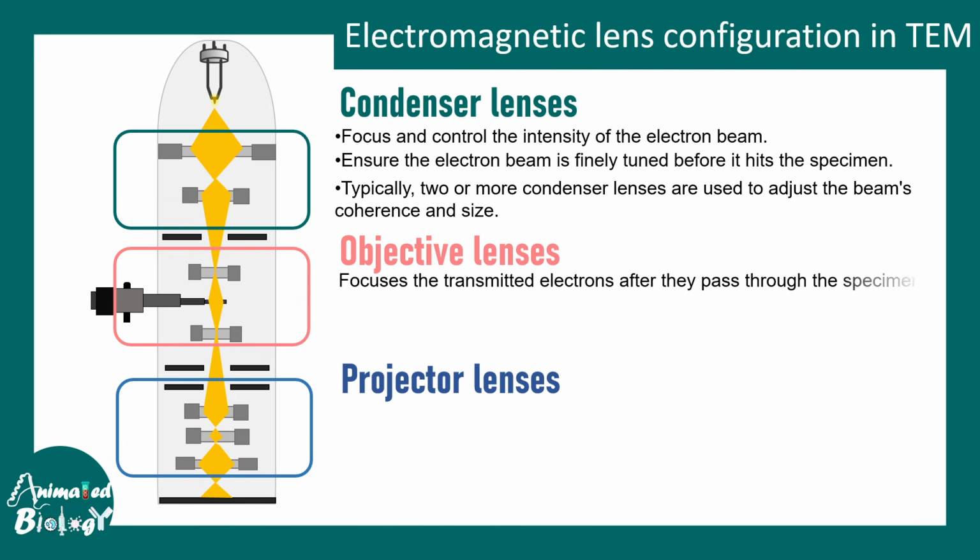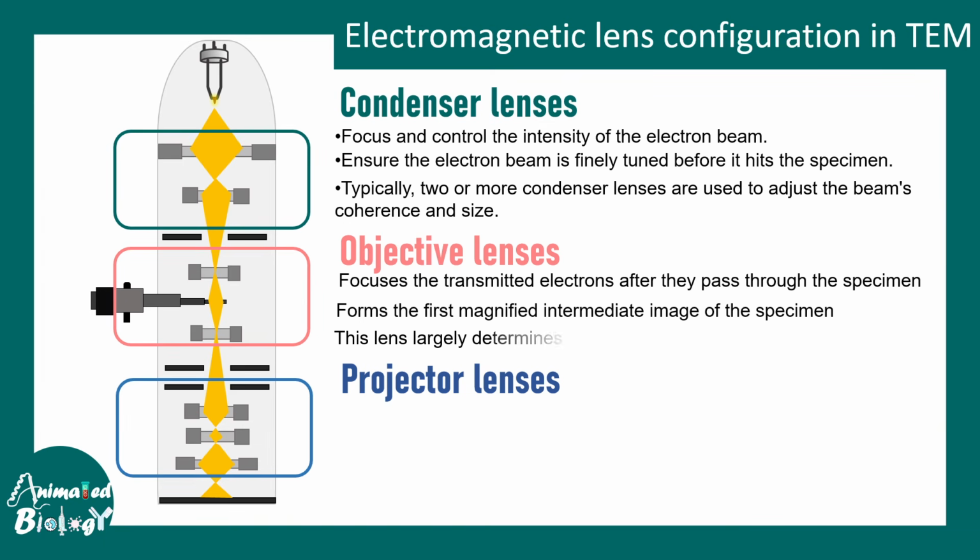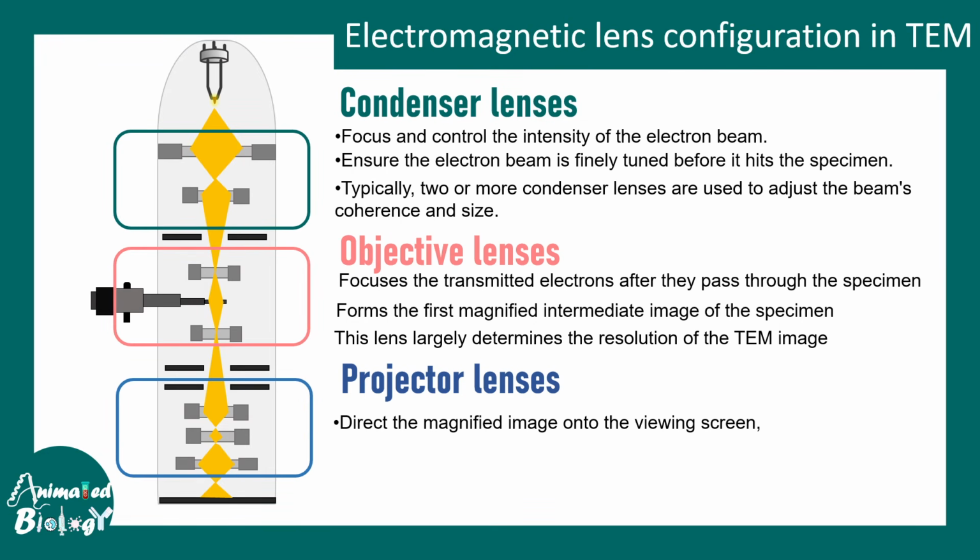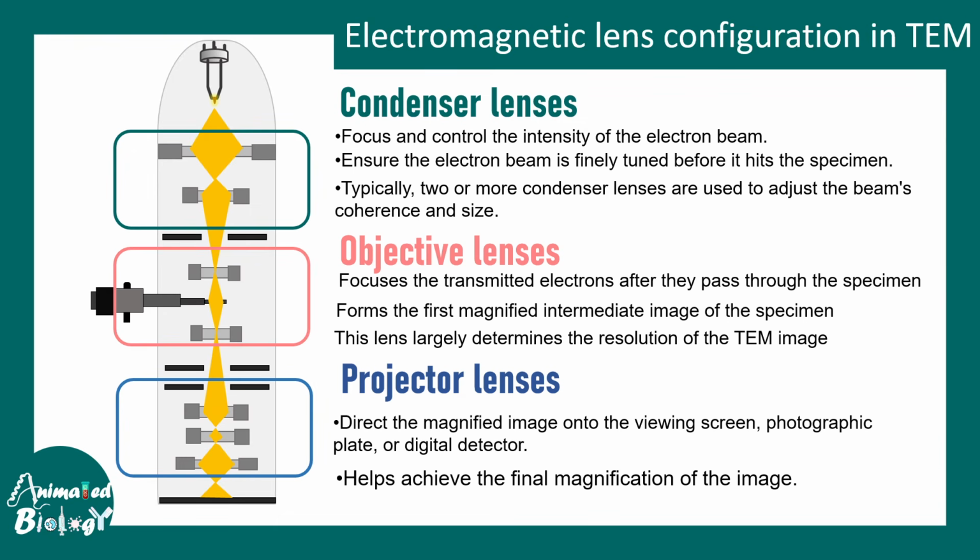Objective lenses are also important because the beam passes through the objective lens and gets magnified. So this is the first stage where the magnification happens. This particular objective lens largely determines the resolution of the TEM image. Then there are projector lenses that direct the magnified image onto the viewing screen or the CCD, and they help to achieve additional magnification. So the projector lens also magnifies the image further.